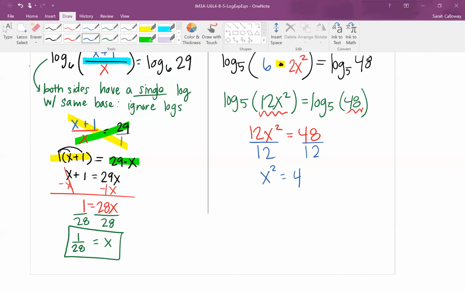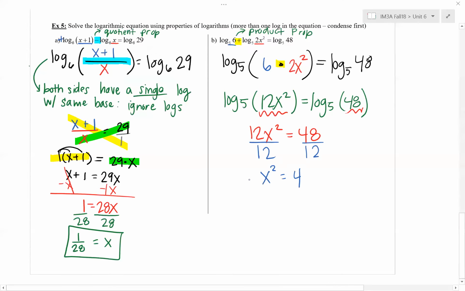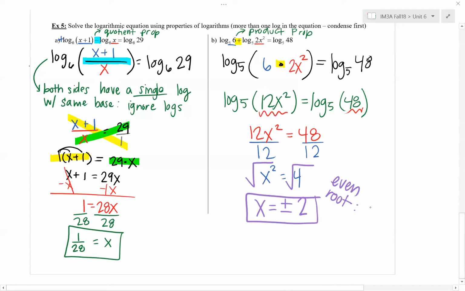Then we need to take the square root of both sides to get rid of the square. If I take the square root of x squared, that's x. Because it's an even root, we have to write plus or minus, because remember that positive 2 squared is 4, but negative 2 squared is also 4. So whenever we take that even root, we have to write plus or minus.